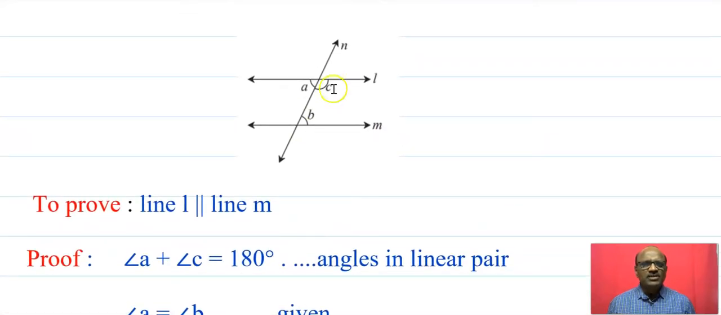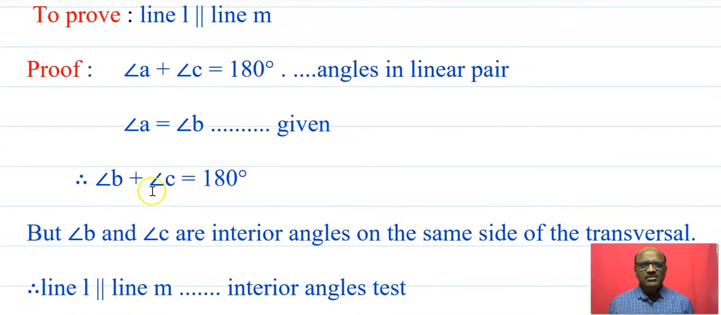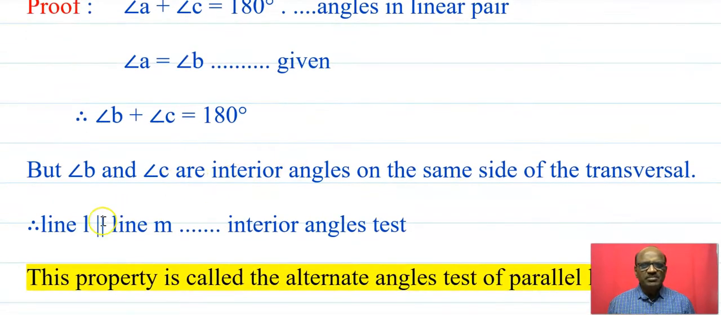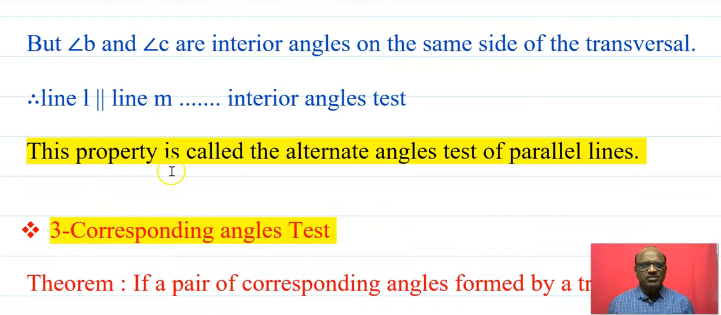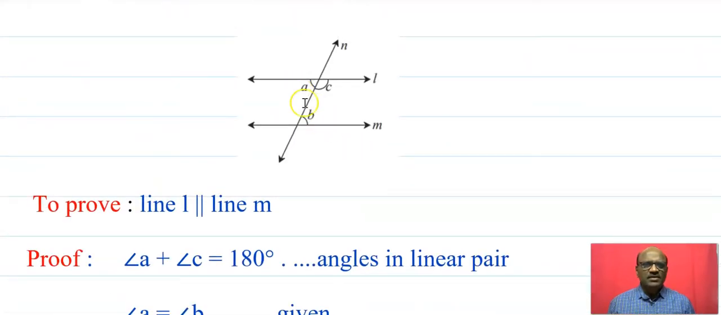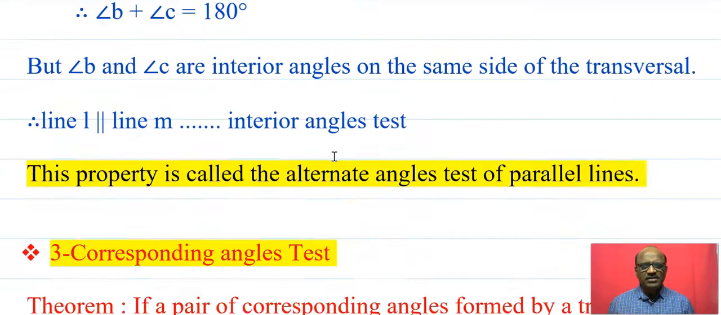But what type of angles are these two? Angle B and angle C have a sum equal to 180. It means that for these two lines, B and C are interior angles whose sum is equal to 180. It means that line L is parallel to line M by the interior angle test, and hence this property is called the alternate angle test for parallel lines. Again, I will revise this: when the alternate angles are congruent, then the lines are parallel. This is the alternate angle test.